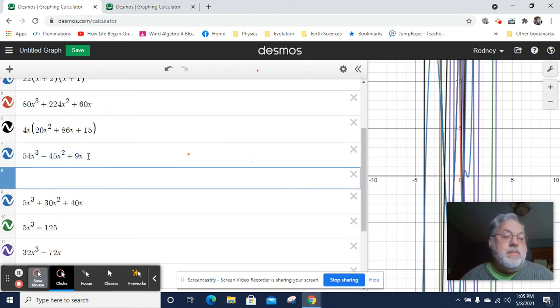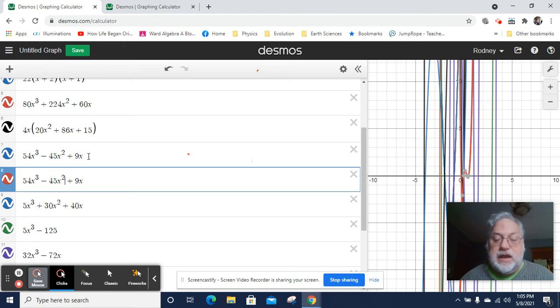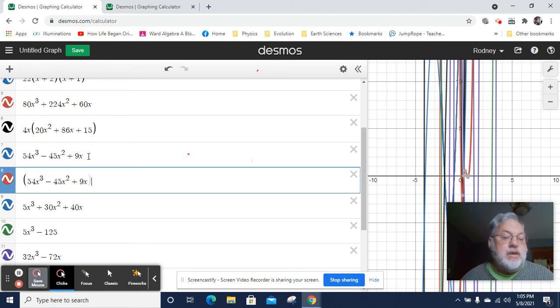54x cubed minus 45x squared plus 9x. Okay, so I see immediately I've got some x's I could pull out. And this is the first degree. I've got a second degree and a third degree. So this is an x to the first, x to the second, and x to the third. The smallest one determines how many I can pull out. I can pull out one factor of x. So that drops that down by one factor. That's what an exponent means. It means how many factors there are. Drops that from 2 to 1, which we don't generally write. And that drops that down to 0 factors of x.